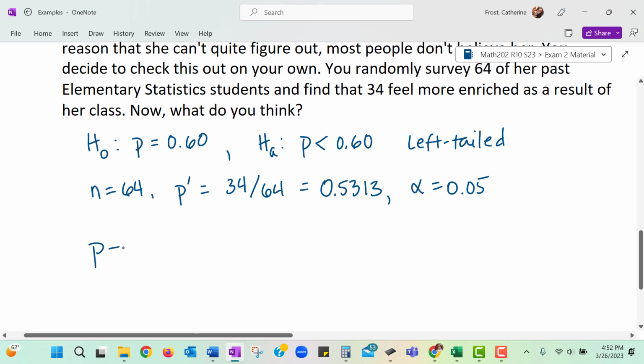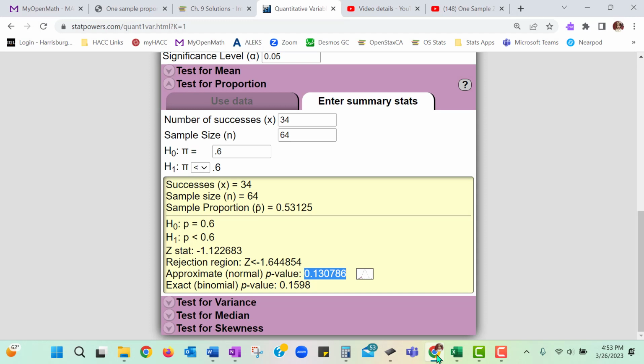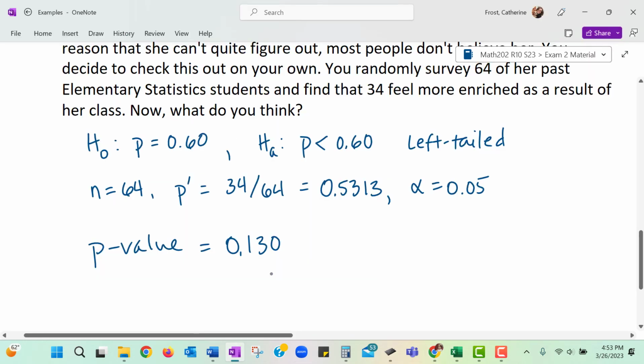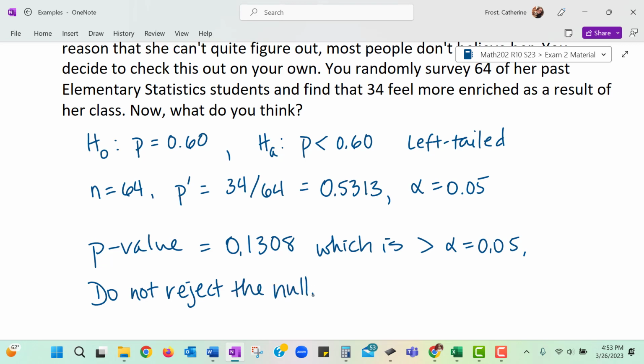And our p-value was 0.130. I think if we rounded, it would be to 8. So that's like 13%. And that's more than 5%, which is greater than alpha equal to 0.05, our significance level. So that means we do not reject the null hypothesis, or H sub 0.